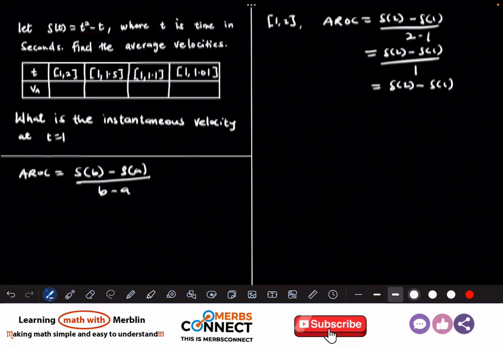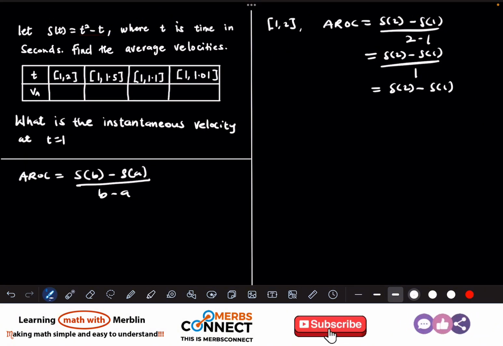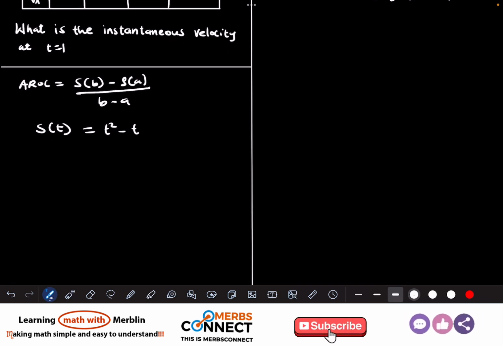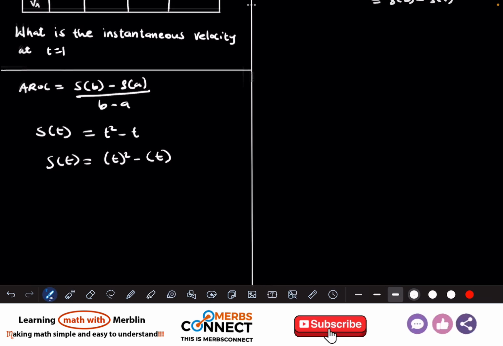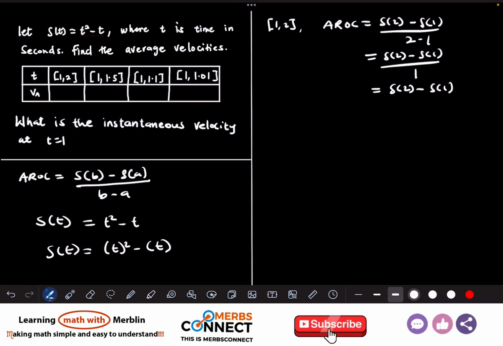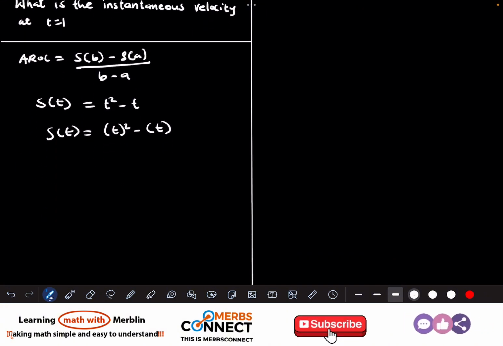So as we said, the strategy holds. We need to pick the function, which is S of t equals t squared minus t. And here we need to put all the t into what? Parentheses. So t squared minus t, good, which is going to help us to solve the values. So now let's look for S of 2. S of 2 will be equal to 2 squared minus 2, good, and this is going to be 4 minus 2, which is going to give us 2.